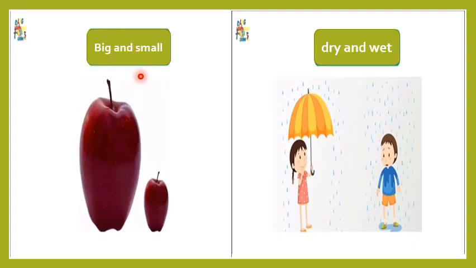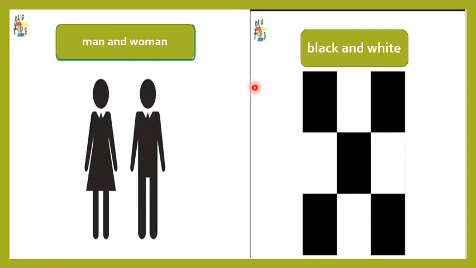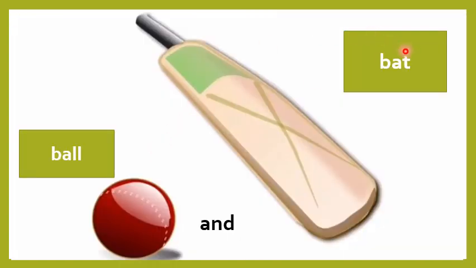Now see some more examples. It's big and small. Big and small. Here you can see dry and wet. Dry and wet. These are also word pairs. Man and woman is also a word pair. Black and white. This is also a word pair. Then ball and bat. To play in the cricket ground, you need ball and bat.